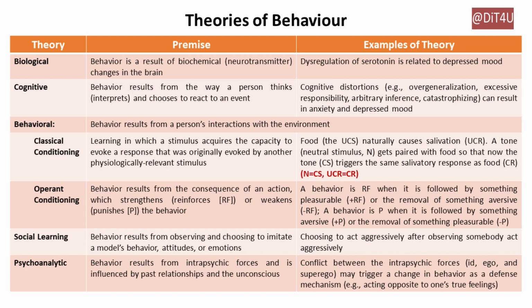Then you have social learning, which is behavior that results from observing and choosing to imitate a model's behavior, attitudes, or emotions. Not the ramp walk model. What we mean is the ideal behavior by somebody else. It could be a teacher, it could be a parent, it could be a peer. Their attitudes, emotions, and all those things. Choosing to act aggressively after observing somebody act aggressively. So it can go both ways.